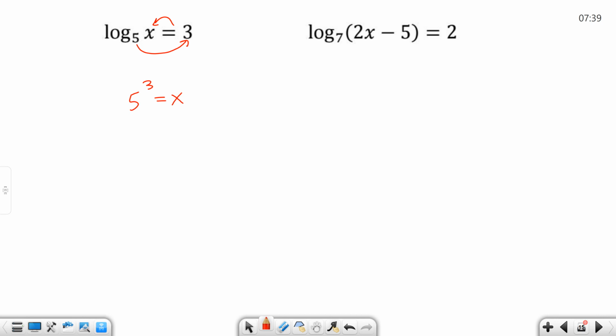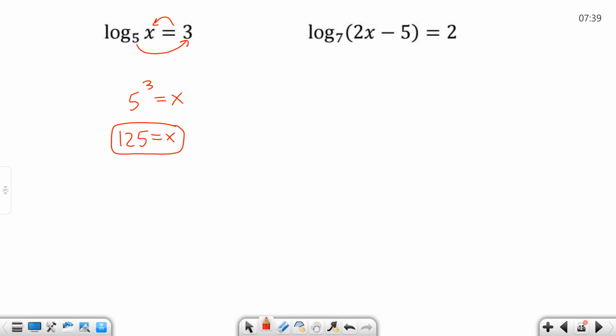In my Logarithms, the basics video, I talk about how to rewrite these. Change the form from logarithmic to exponential if that's giving you a little trouble. 5 to the third equals x. So 5 to the third power is 125, and that equals x.